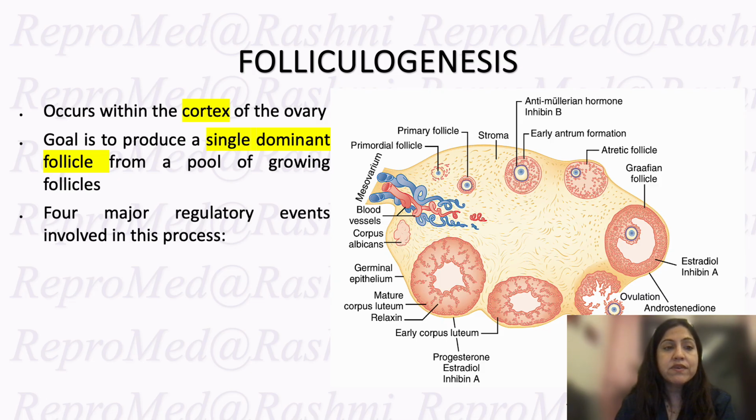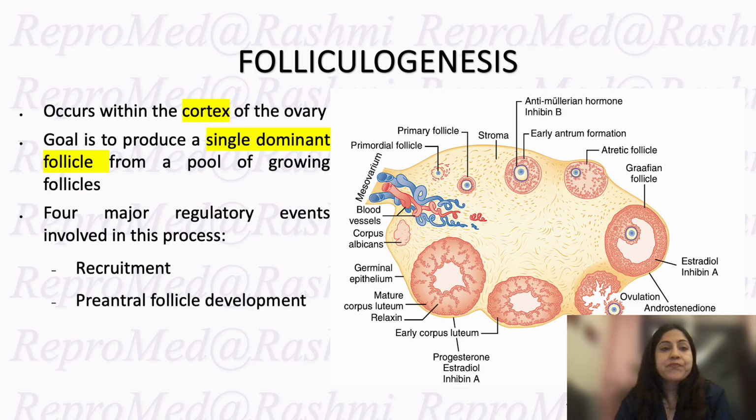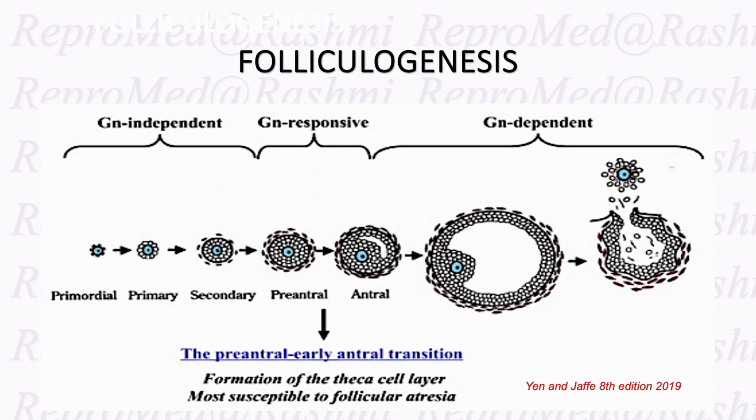Four major regulatory events are involved in this process of folliculogenesis. First is the recruitment, because at a time a lot of follicles are there in the ovary. Out of those follicles, only a single dominant follicle, or at the max 2 follicles, are selected. Then comes pre-antral follicle development and selection, that is, which follicle is the best for further dominant follicle formation. And finally, all other follicles undergo atresia. So that is the basis of folliculogenesis.